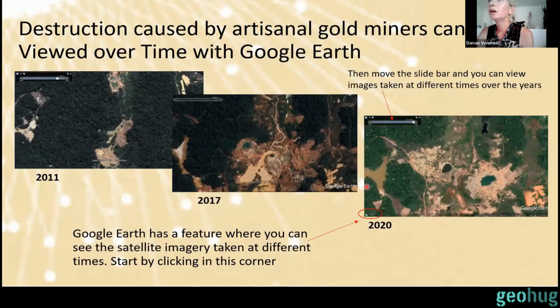The destruction caused by the gold miners can be viewed over time. For those of you who don't know, when you're looking at Google Earth, you can click on that little time down there, and then it gives you the chance to move this bar back and forth, and you can actually go back in time. So for your project area, you can review how it's evolved over time.